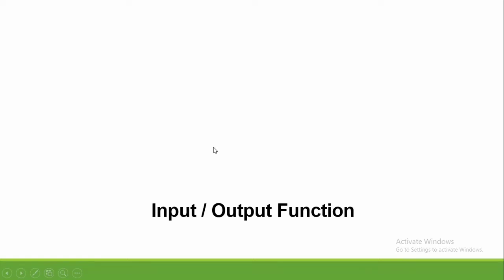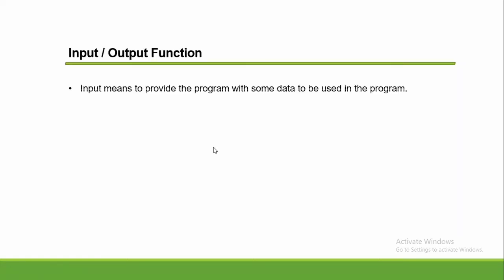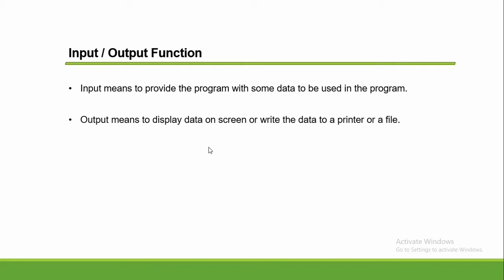Input-output function. Input means to provide the program with some data to be used in the program. Output means to display data on screen or write the data to a printer or a file.